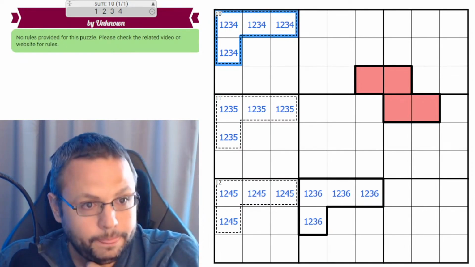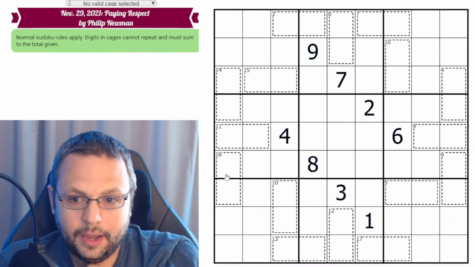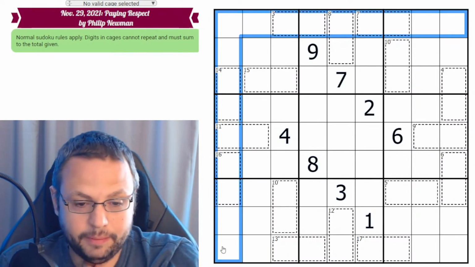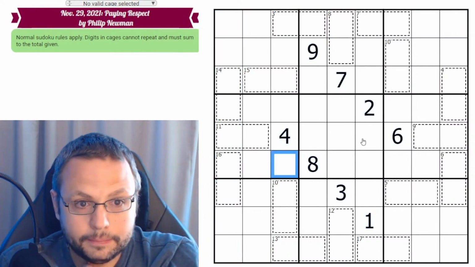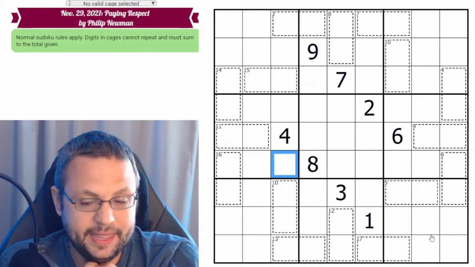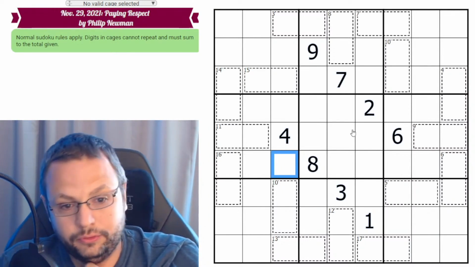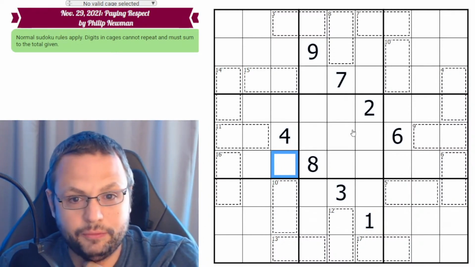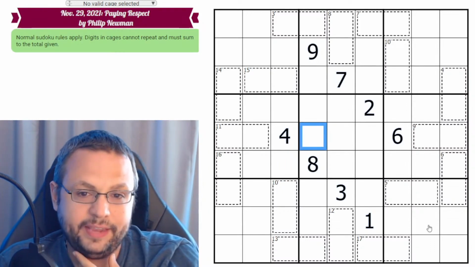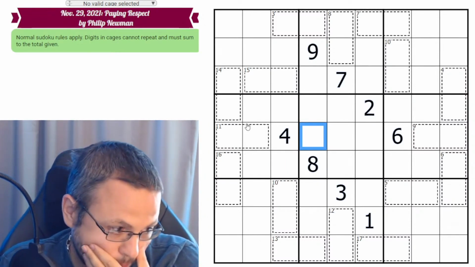All right. So let's start today with this puzzle by Philip Newman. And so all of the killer cages in this puzzle are dominoes. And so to start with, before I start filling in digits, just take a second to think about which of these cages are forced just by virtue of being a domino.